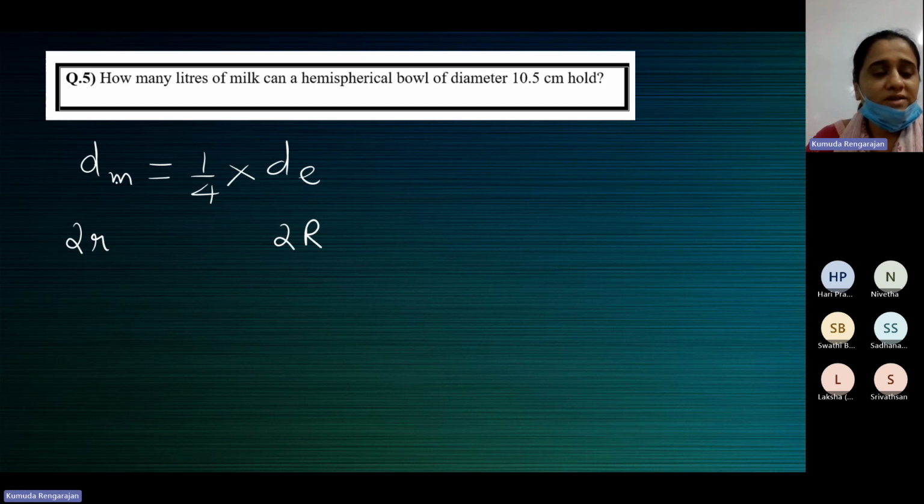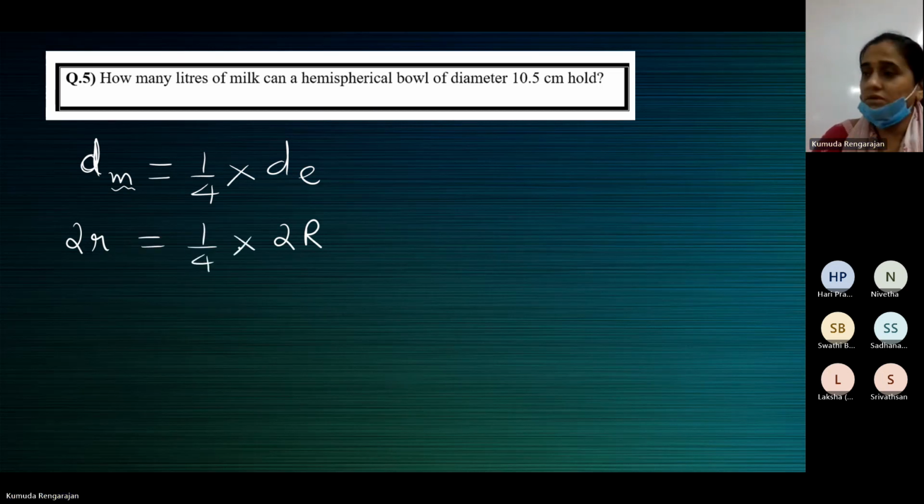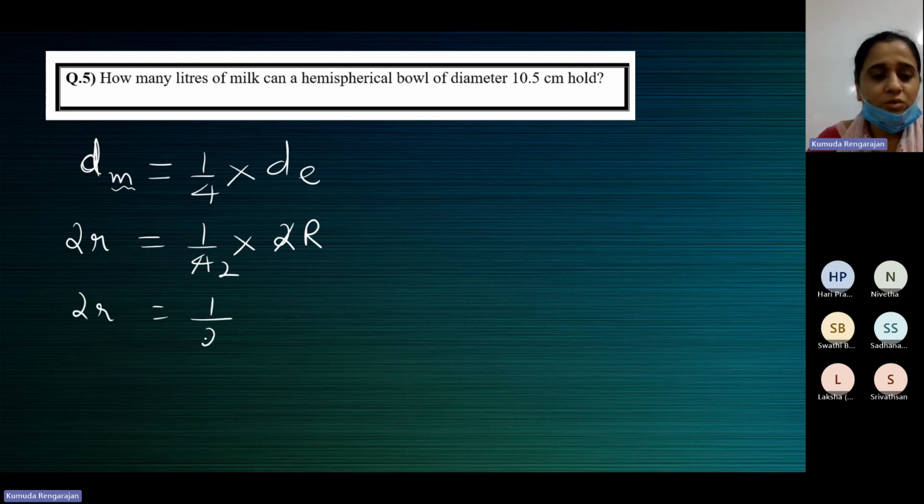Now don't ask me why you've not written this M. This M is nothing. It is just to say diameter of the moon symbolically, and DE is just to say diameter of the earth symbolically. That's not a part of the formula. So 2r is equal to 1/4 into 2R, so you have 2r is equal to 1/2 into R.